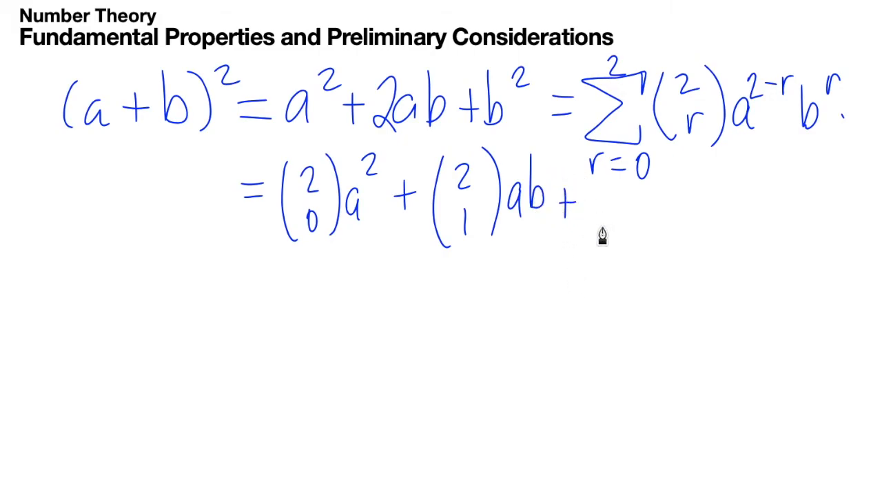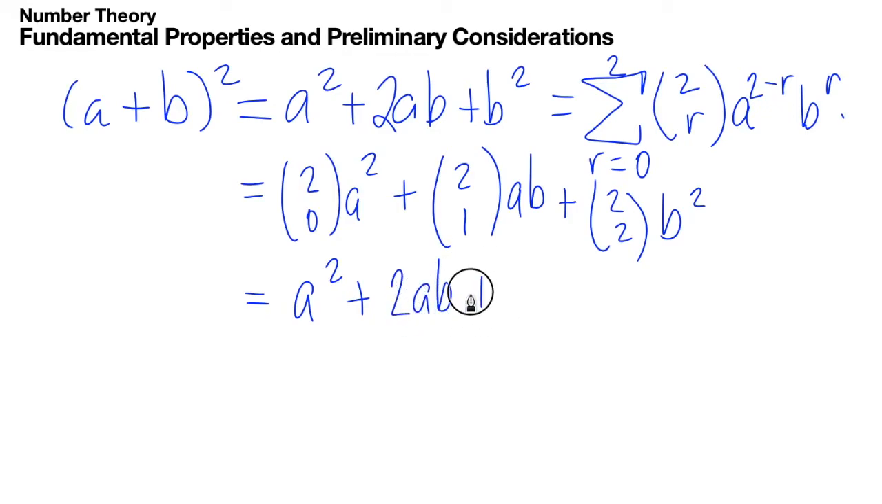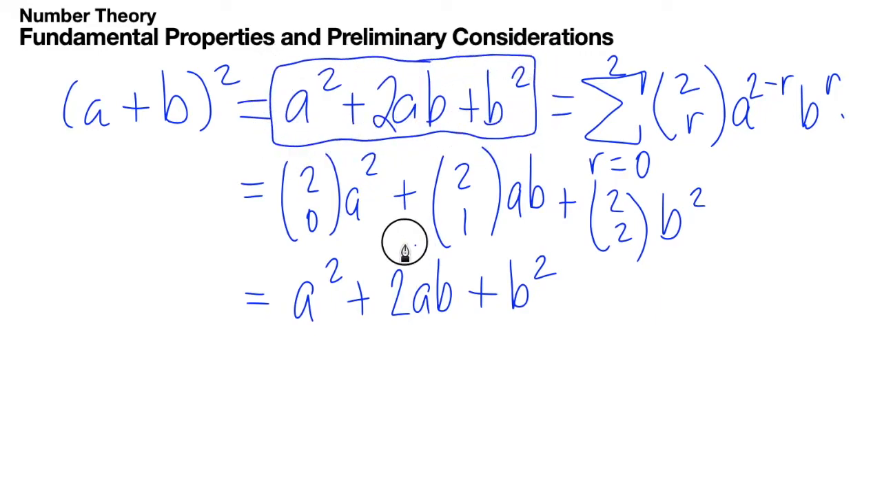Then plus 2 choose 2. That's 1, and then we have a raised to 2 minus 2, that'll become 0, so let's not write that. B raised to 2 is b squared, right? And then what we can see here is that 2 choose 0 is 1, so we have a squared. 2 choose 1, try to check that, the answer is 2, and then we write the variables. Then 2 choose 2 is still 1, so we have b squared. So pretty much the same as our binomial expansion.